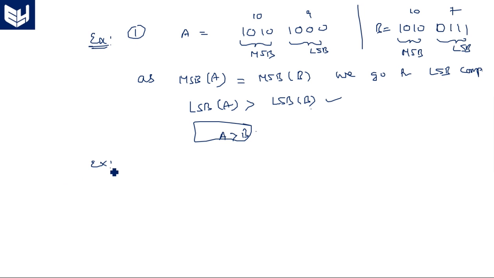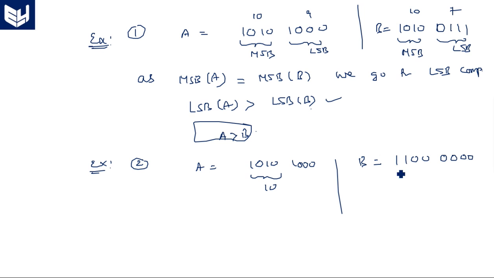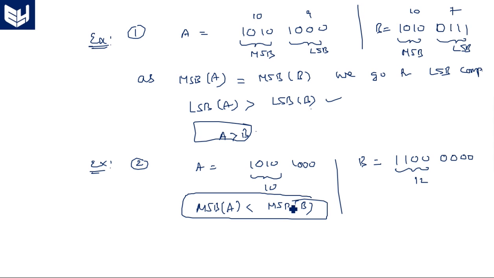This is first example. And similarly, second example I will tell you. A is equal to same condition 1010 and 1000. Now taking B as 1100 and 0000. Coming to the MSB, it is 10 and here it is 12. Then compare MSB of A, which is less than MSB of B. So by comparing the MSBs only, we can directly say that this gives the overall result as A is less than B. Then we need not go for checking LSB again.